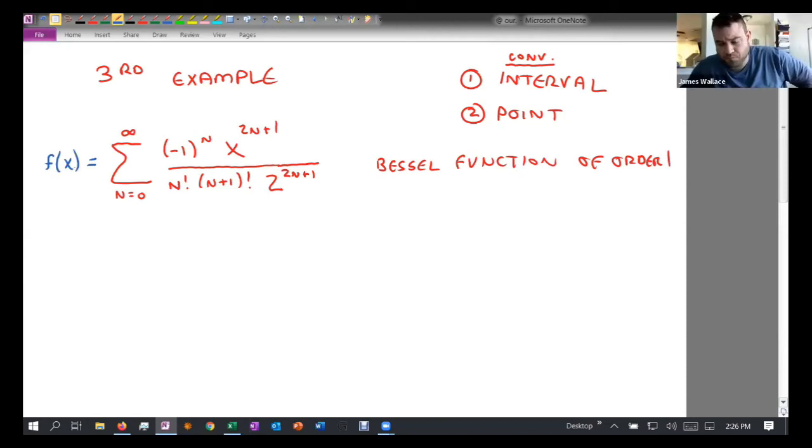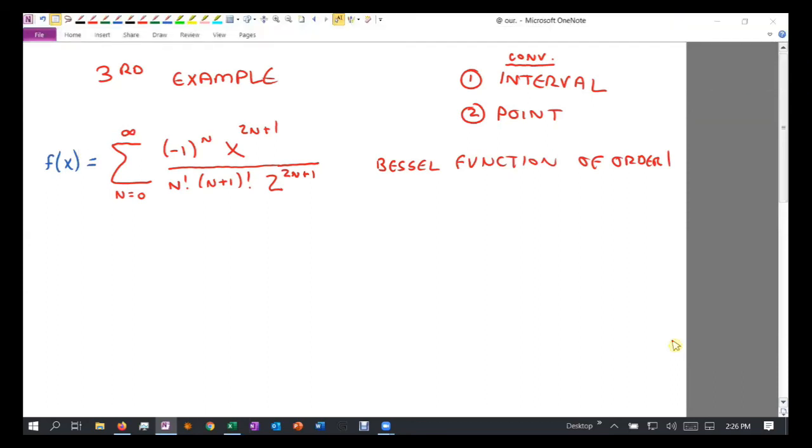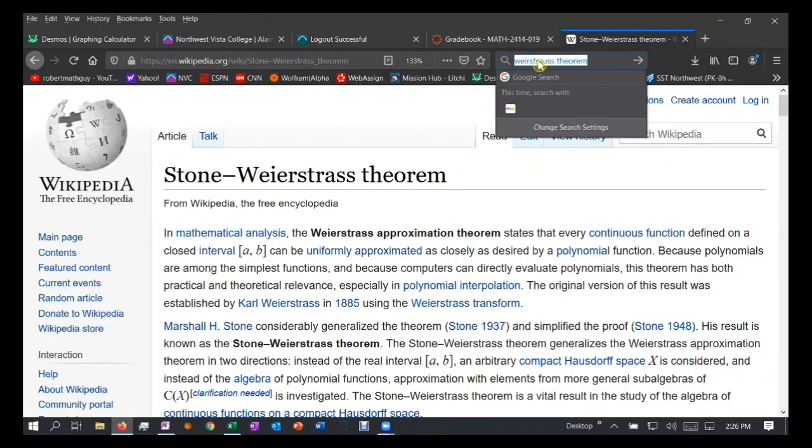Right. Okay, so what do I have here? Is that order 1 or 0? Order 1. Oh, okay, I'm sorry. That's an order 1 Bessel function. So let's look at an order 1 Bessel function.